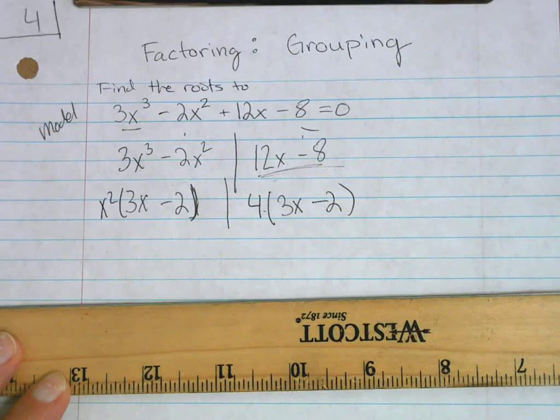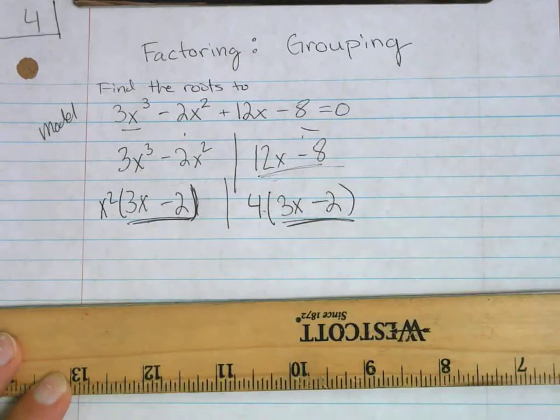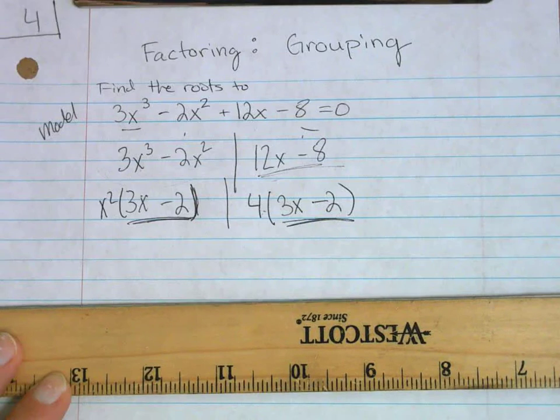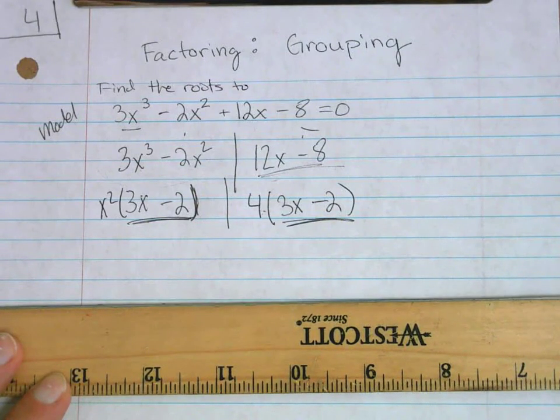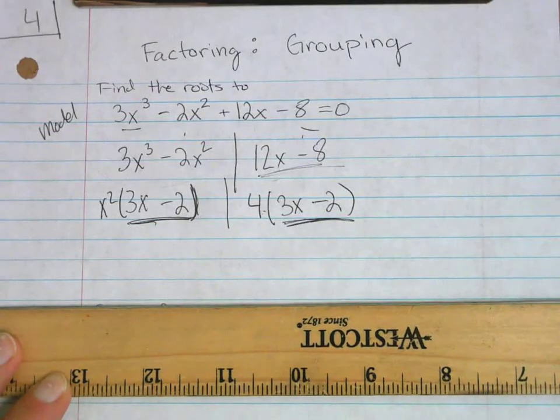Notice what's happened. This is exactly the same as this. If you don't get that, two things have happened. One, you did the greatest common factor wrong. Or two, it's actually not factorable in this way. So once we get to this step, that's a good thing. That means it's factorable, and we can move on.